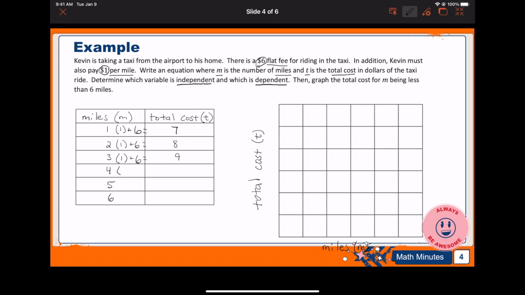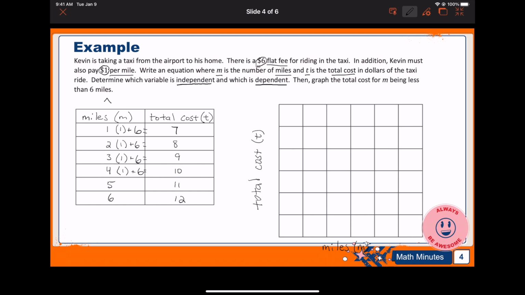If it were a different cost per mile, like let's say it was $2 per mile or $3 per mile, all you need to do is multiply the miles by whatever that cost per mile was, and then add your 6 at the end. So you can just go ahead and fill these in. Okay, now each one of these data points on our table represents an ordered pair that we can then graph on our equation. So if I look, 1, 7.